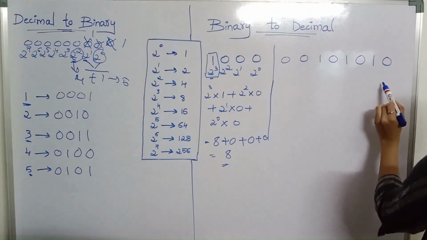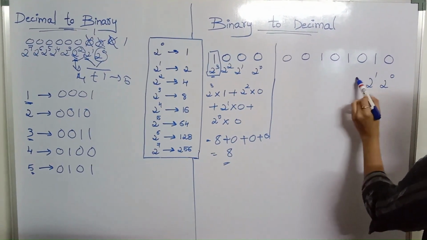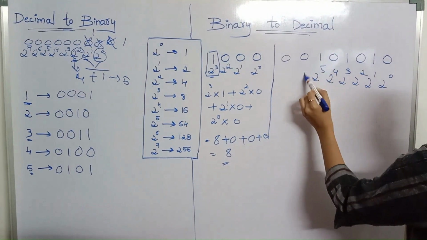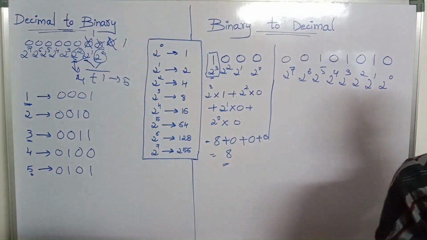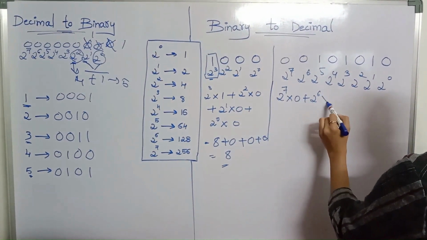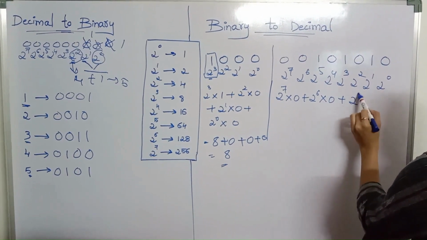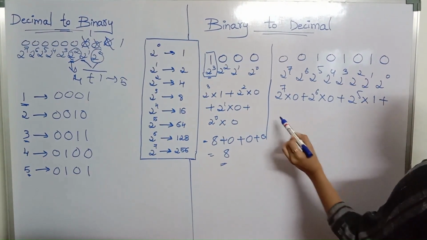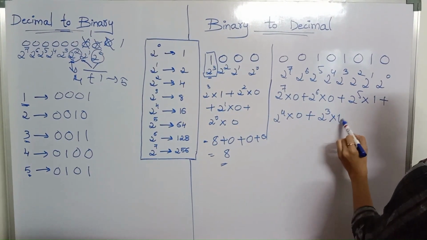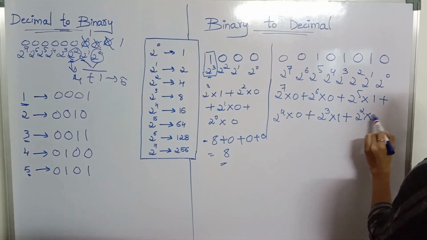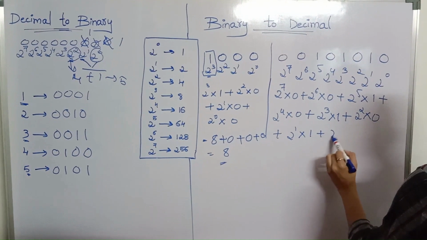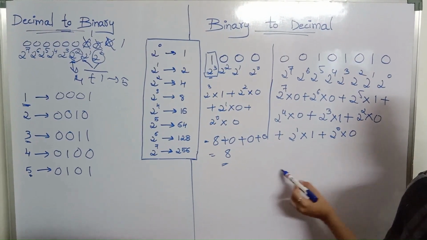Now let us look at this. This is 2 power 0, 2 power 1, 2 square, 2 cube, 2 power 4, 2 power 5, 2 power 6, 2 power 7. So 2 power 7 into 0 plus 2 power 6 into 0 plus 2 power 5 into 1 plus 2 power 4 into 0 plus 2 cube into 1 plus 2 square into 0 plus 2 power 1 into 1 plus 2 power 0 into 0.